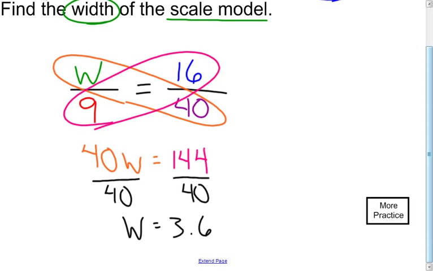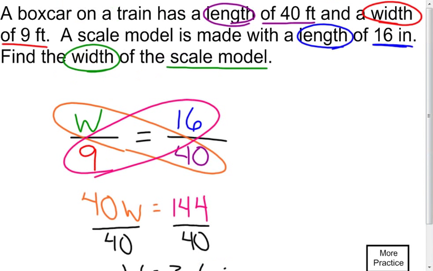Now remember, my label was inches. So the width of my boxcar model is going to be 3.6 inches. That's going to conclude my lesson dealing with the proportions.